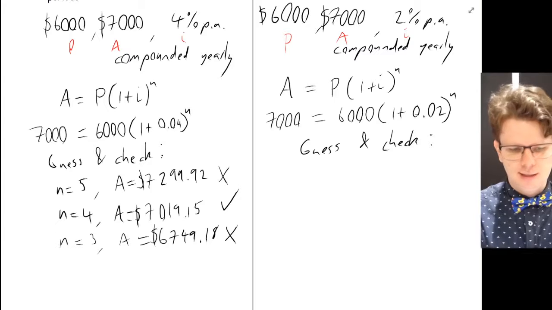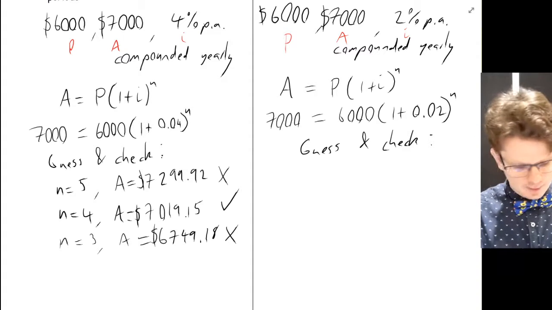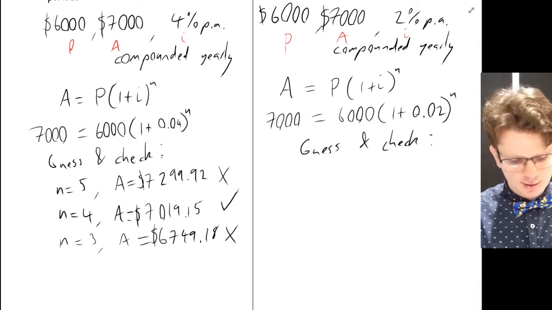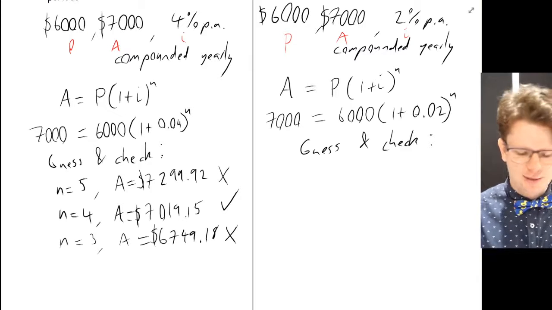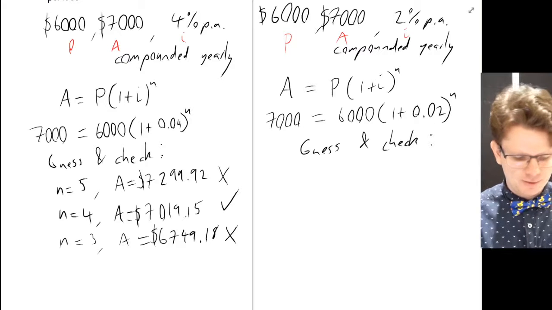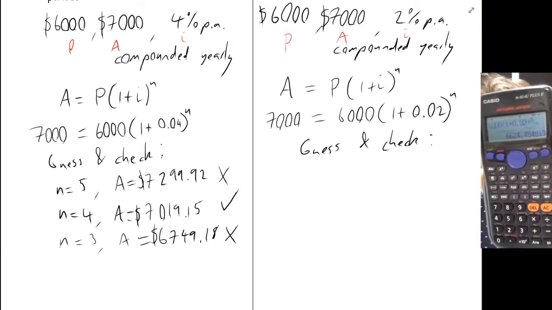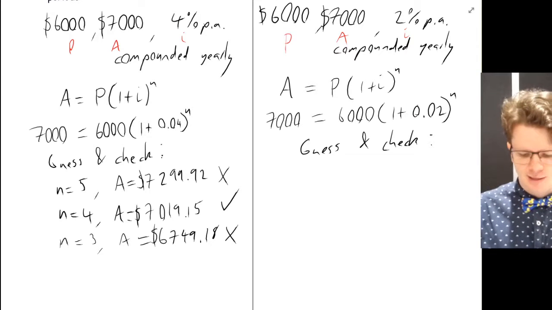So 6,000(1 plus 0.02) to the power of something. Well, let's try 5 years. It was a good place to start last time. So 5 years, not quite close enough. I'm not going to write that one down. We've got to get a bit closer before I'm going to write down 5.